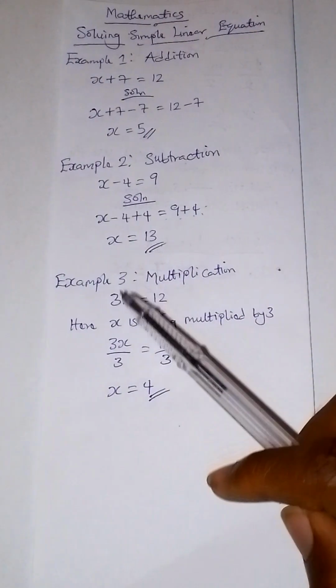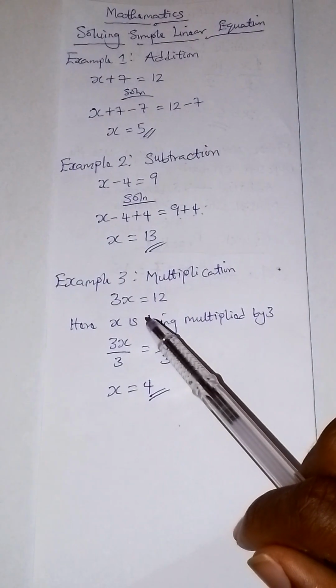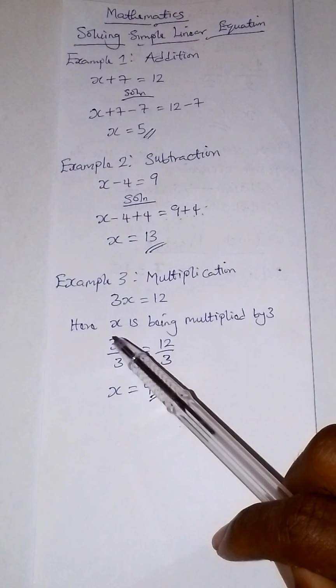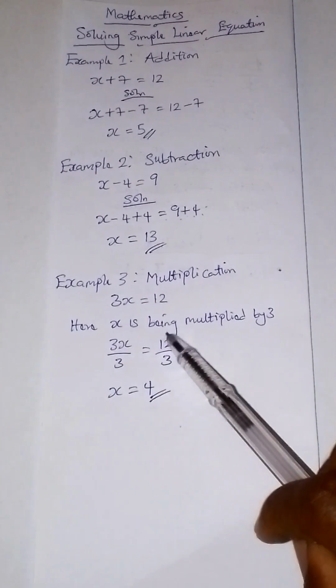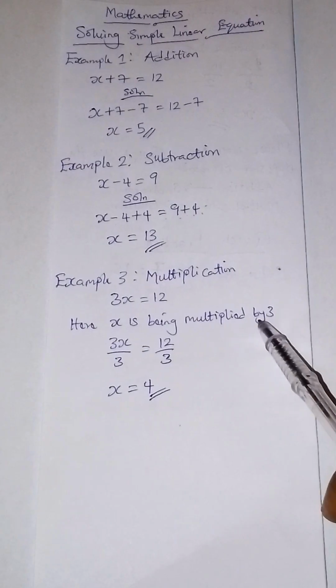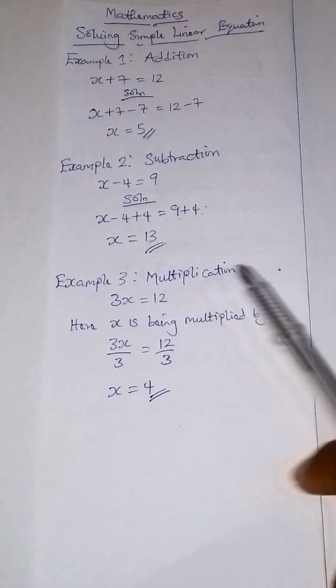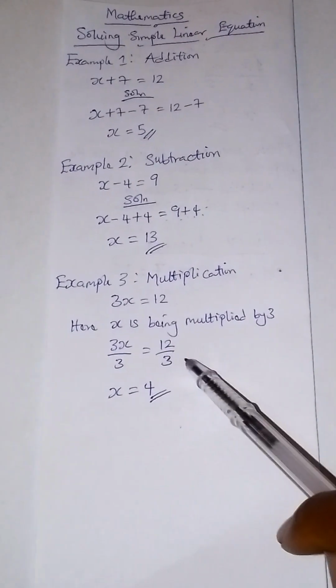Take a good look at this third example, multiplication. Here we have 3s equals 12. It simply means s is being multiplied by 3. So to remove the 3, we have to divide both sides. That is the opposite of multiplication. Divide both sides by 3.